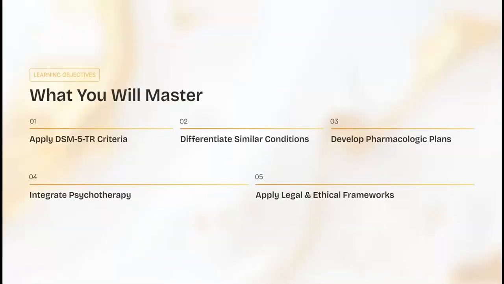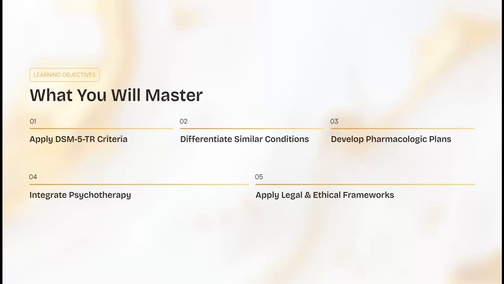So the key learning objectives for this lecture are to apply the DSM-5 TR criteria, differentiate similar anxiety-related conditions, develop evidence-based pharmacologic plans, integrate appropriate psychotherapies, and navigate some legal and ethical considerations.